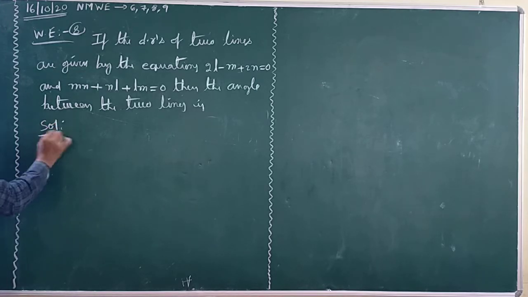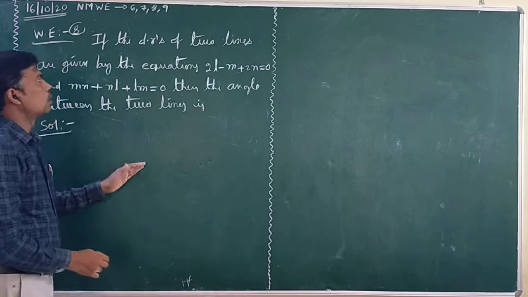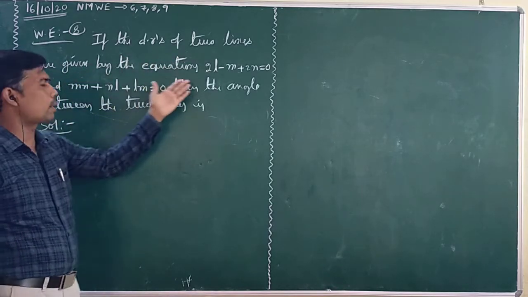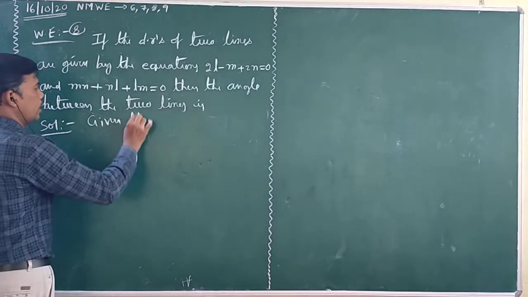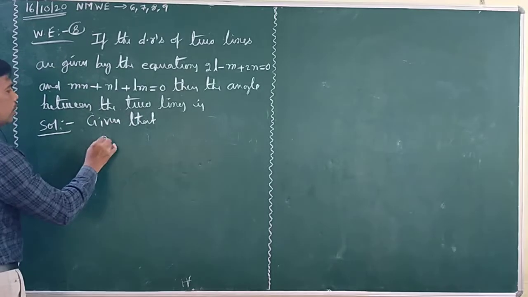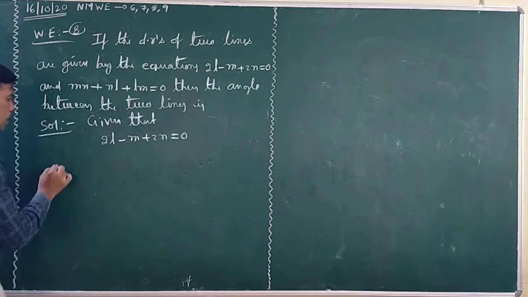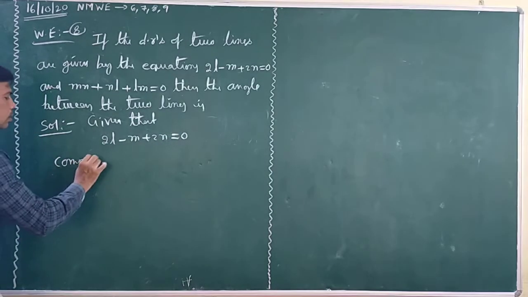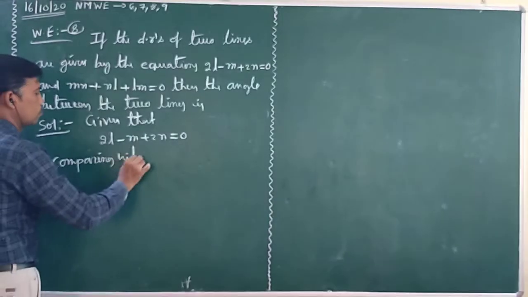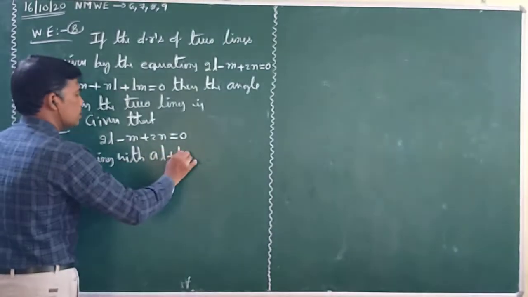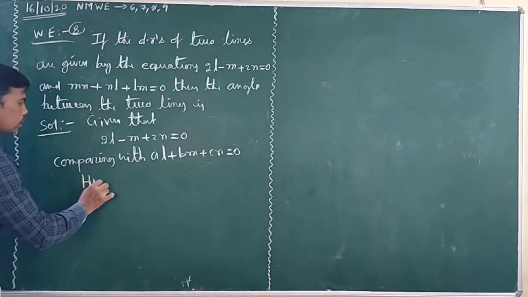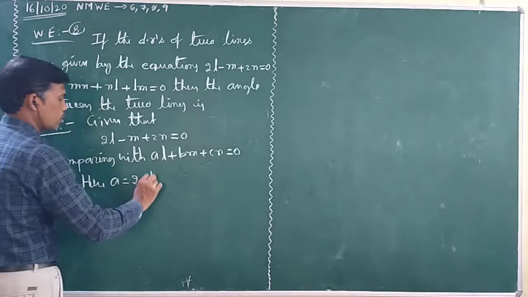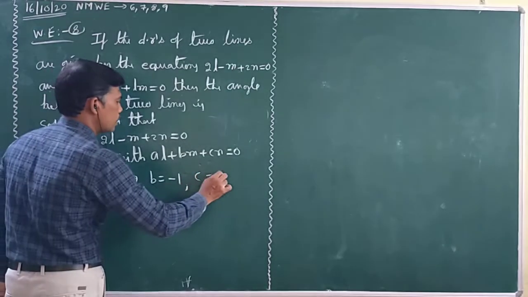Write down the solution. Given that the DRs of two lines are given by the equations 2l minus m plus 2n is equal to 0. Comparing with Al plus Bm plus Cn is equal to 0, here A is equal to 2, B is equal to -1, C is equal to 2.